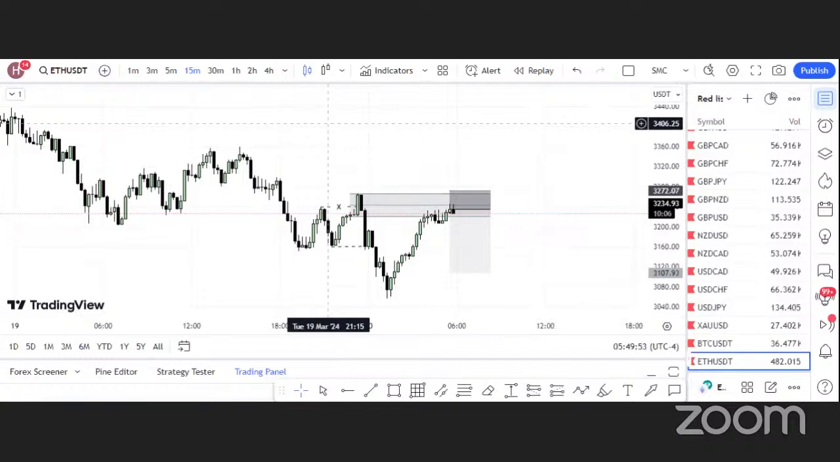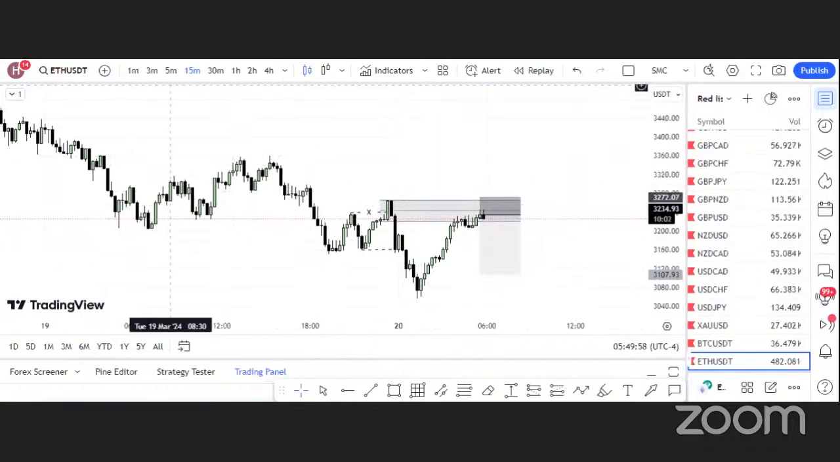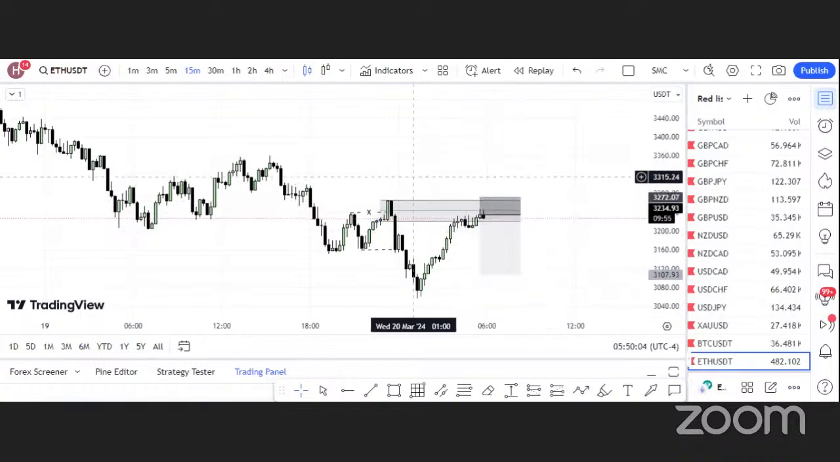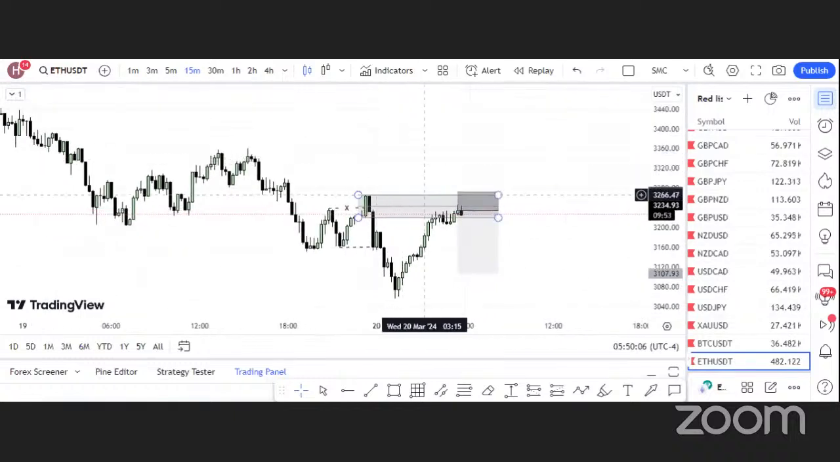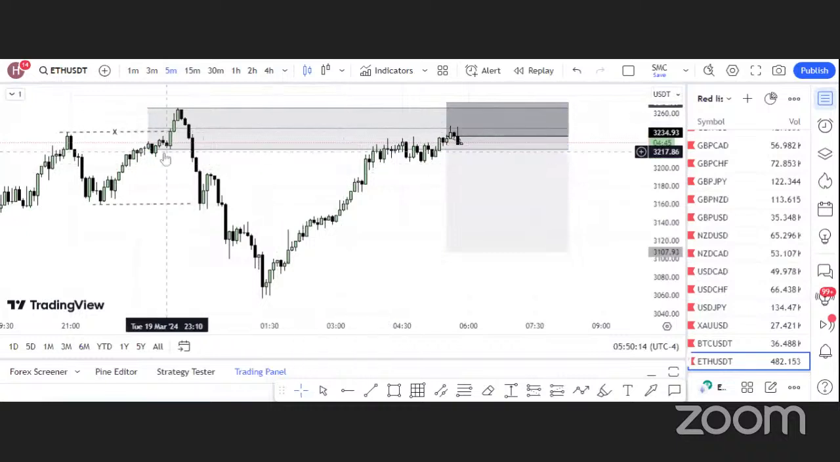All right, so you see the market is currently reversing from our point of interest here on the 15 minutes time frame. Though we still need the candle to close. All right, let's go to the lower time frame where we can get a sniper entry.